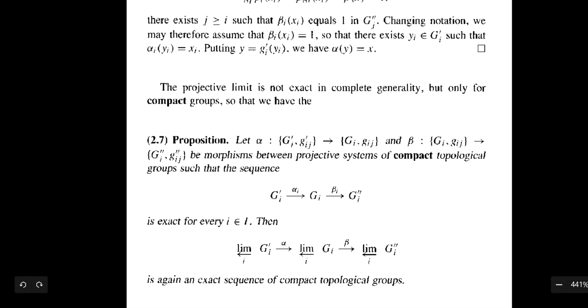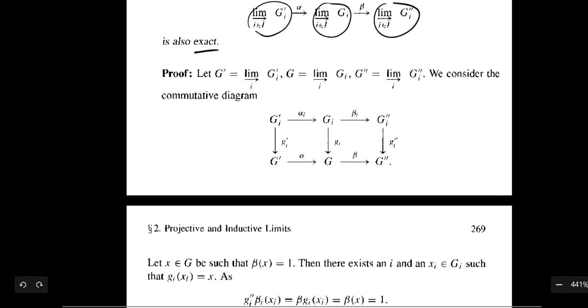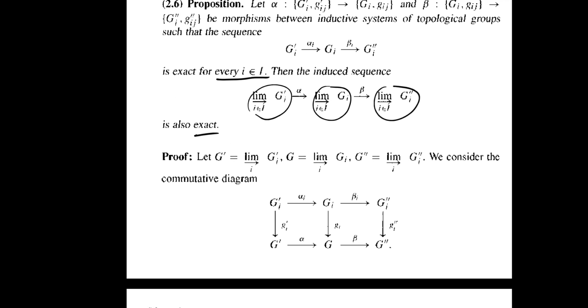Okay. The projective limit is not exact in complete generality, but only for compact groups. I think maybe we look at this proof. It's helpful. Let G prime be the inductive limit of Gi prime, and G the inductive limit of Gi. G double prime is the inductive limit of Gi double prime. We consider the commutative diagram.